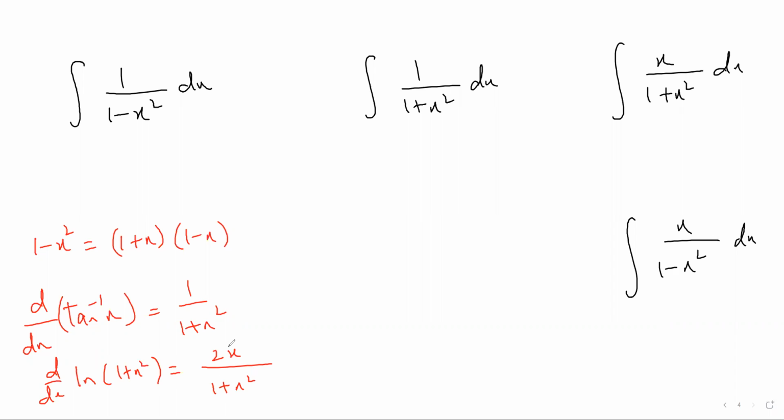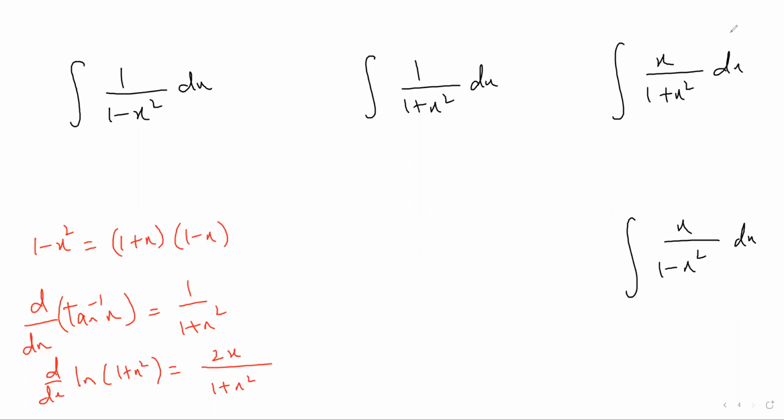Since integration is totally the reverse process of differentiation, if you know these two derivatives, that the derivative of tan inverse of x is 1 over 1 plus x squared, and the derivative of ln 1 plus x squared is 2x over 1 plus x squared, then I can explain to you how to integrate one of these four cases here.